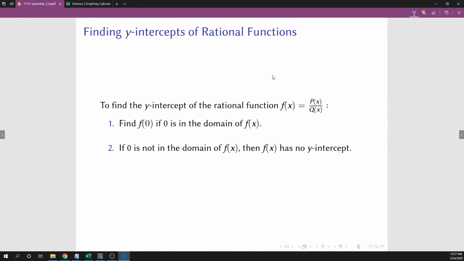Next example, or the next topic, is finding y-intercepts of rational functions. That's pretty straightforward. You would just plug in 0 into the function to get the y-intercept, or the y-coordinate of the y-intercept, depending on how you want the answers, as numbers or ordered pairs. Okay, and that works if 0 is in the domain of f of x. It could happen that 0 is not in the domain of x, and if that's the case, then f of x would have no y-intercept. Okay. All right.